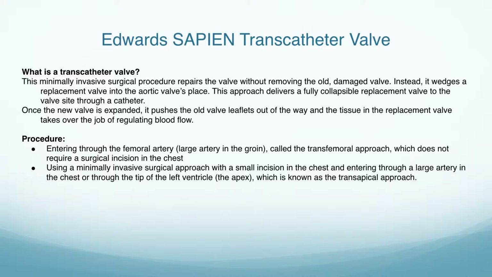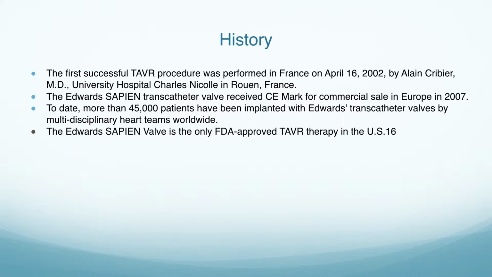There are two ways you can perform this procedure. One is called the transfemoral approach, and the other is called the transapical approach. The first successful TAVR procedure was performed in France in 2002. The Edwards Sapien transcatheter valve received CE mark for commercial sale in Europe in 2007. To date, more than 45,000 patients have been implanted with Edwards transcatheter valves by multidisciplinary heart teams worldwide, and it's the only FDA-approved TAVR therapy in the United States.